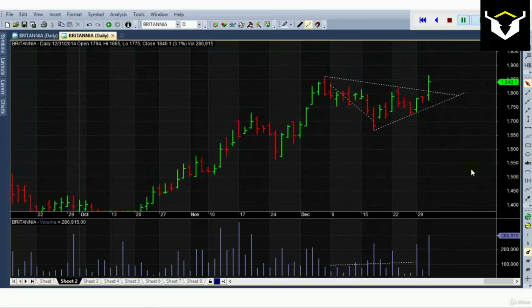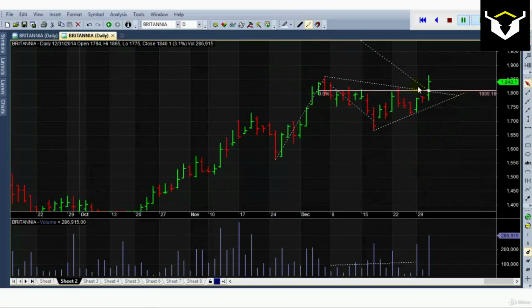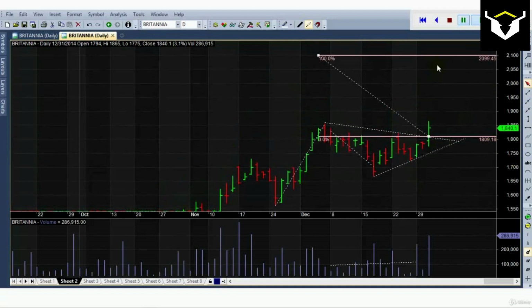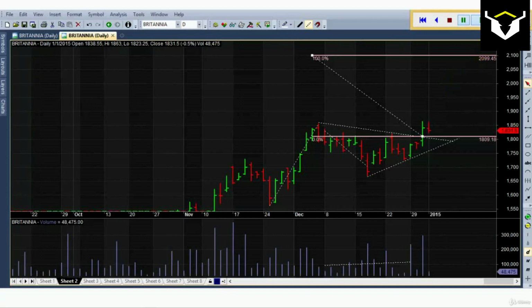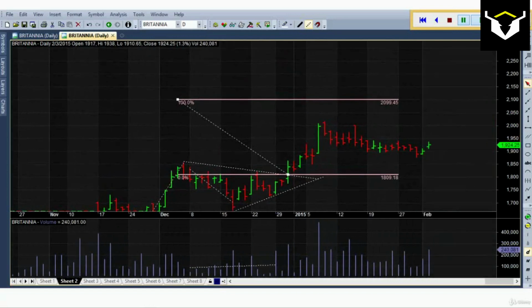Pennant also forms in the middle of a trend. Previous price range was from this bottom to this top. So we will take this price range and project it from the point of breakout, that is this point. So my new price target is 2100. Let's go ahead and add some bars and see if this pennant meets our anticipated price target.